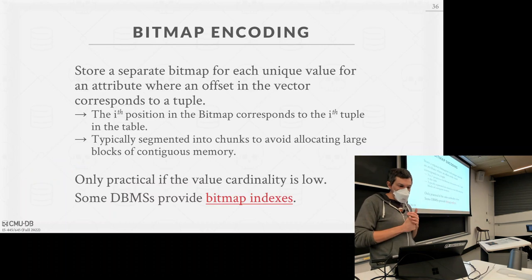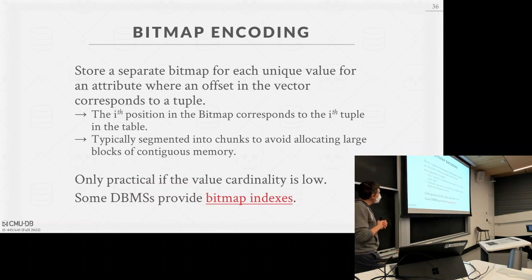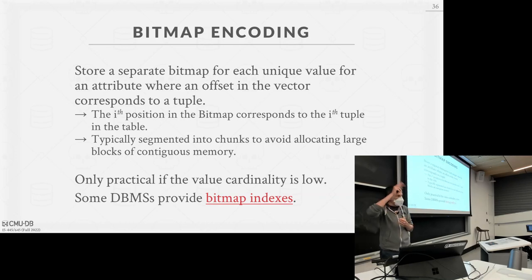All right, so the next one is called bitmap encoding. The idea here is that for low cardinality columns, meaning the number of distinct values is low, we're going to store a bitmap that says, at a given offset, whether the value for that attribute is the given value represented by the bitmap. So I'm at the ith position in the bitmap that corresponds to the ith offset in my table, and I can check whether the bit is flipped, and it'll tell me whether the value is whatever the bitmap represents.